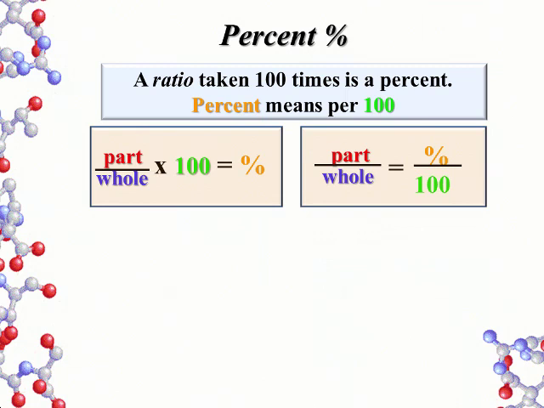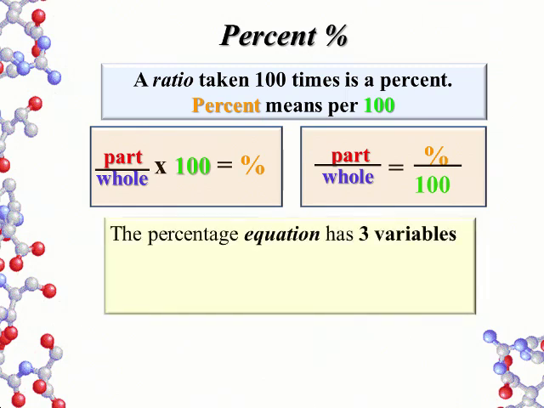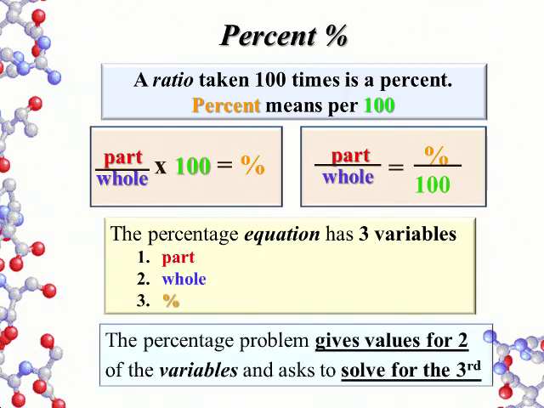Typical percent problems involve solving for one unknown variable. The percent equation has 3 variables: the part, the whole, and the percent. Most percent problems will give you values for 2 of the variables and ask you to solve for the third.